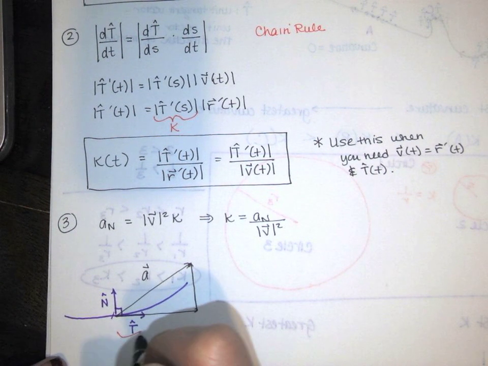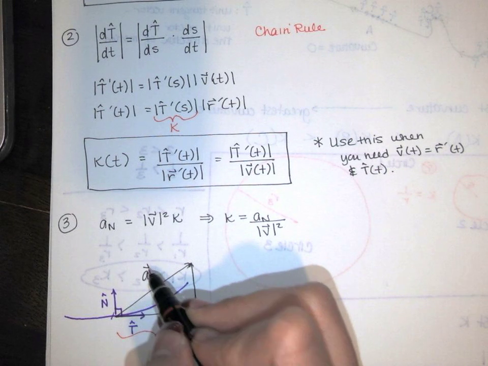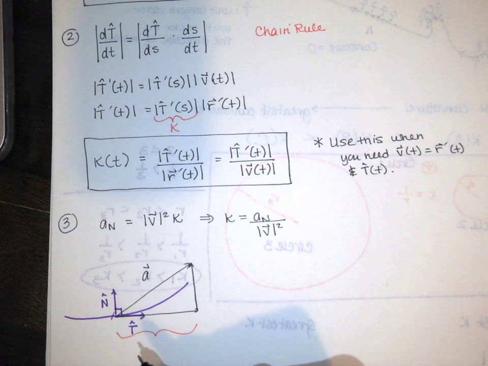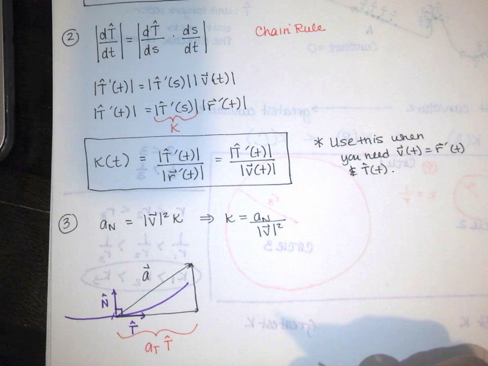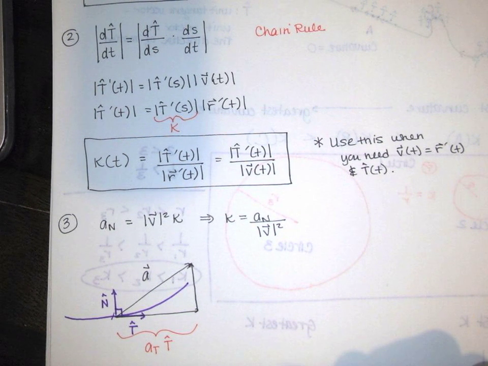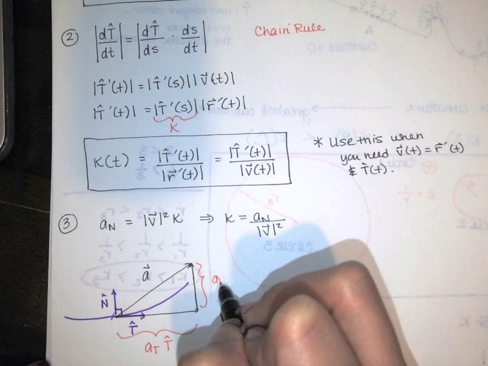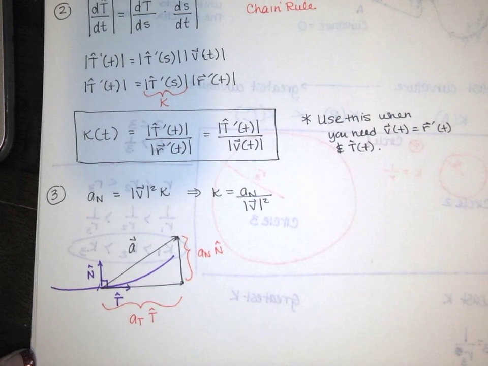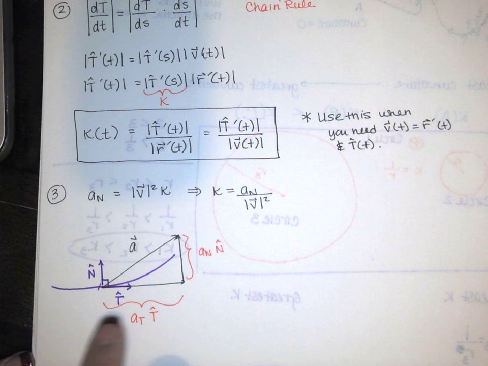Well, this side is defined to be the projection of A onto the unit tangent. It's the part of our acceleration vector that's parallel to the unit tangent vector. So that's a sub t times T hat, and we came up with formulas for that last time. And if I take that and add that to a sub n times N hat, that gives me the acceleration vector back. So we know that this is true because of what we discussed last time.